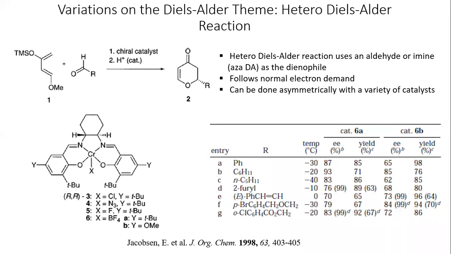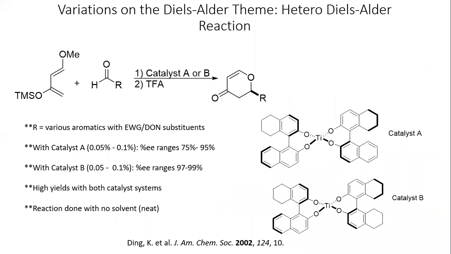All right. So that's one of the first asymmetric hetero-Diels-Alder reactions. You can also do what's called an aza-Diels-Alder reaction, where your dienophile is an imine. But we'll talk about that in a minute. So here's another. This was done by Dean, and this particular reaction was done, if I'm not mistaken, solvent free. Yeah. So this reaction is done neat.